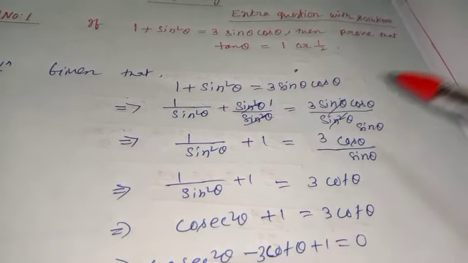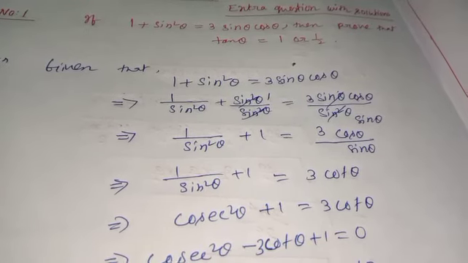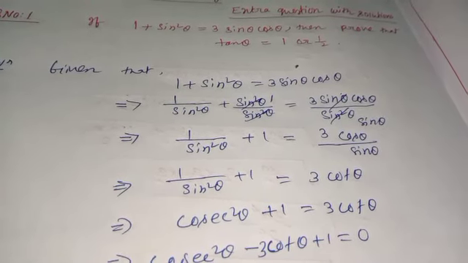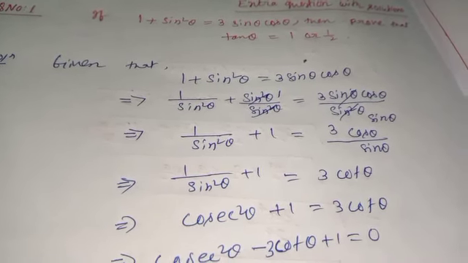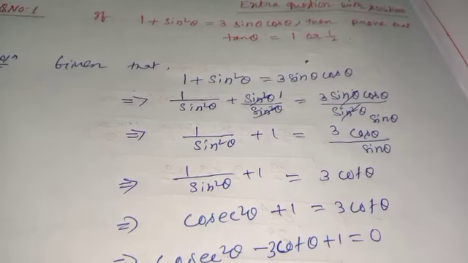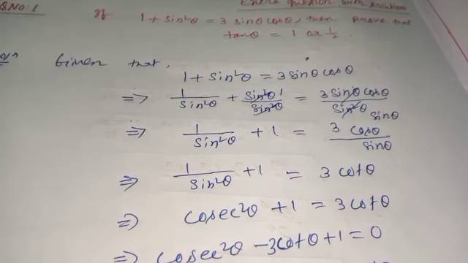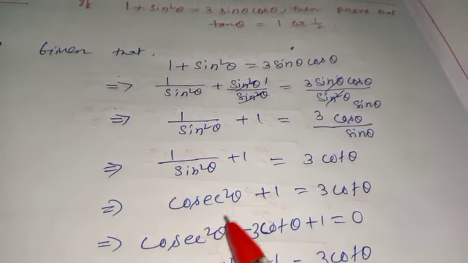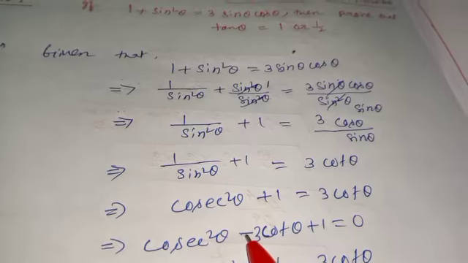As I already told you, you have to express this in either cot or tan to get the result easily. You can go a different way also, I'm not saying that. I'm trying to express it in terms of tan or cot. So cosec square theta is 1 by sin square theta, yes or no? Correct.